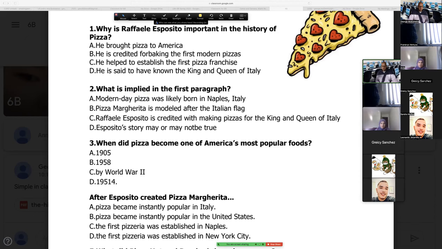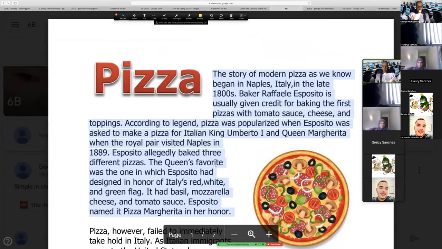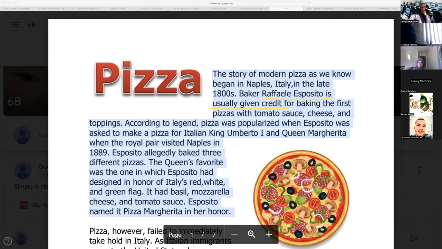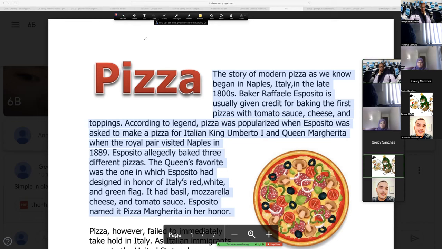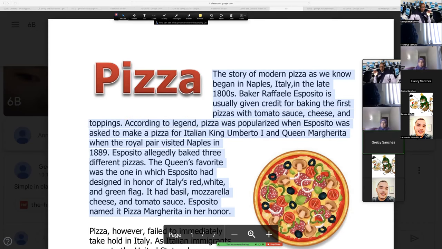Here we go. All right, what is implied but not said directly in the first paragraph? So it's said directly, Esposito is usually given credit for baking the first pizzas with tomato sauce, cheese, toppings. Got it. I'm sorry, that's said directly, not implied. Okay, what else? According to Leon, it's implied because you don't know if it is true or false. There you go. According to legend, that's the reason I pointed out the word legend. That's the implication. This may or may not be true.